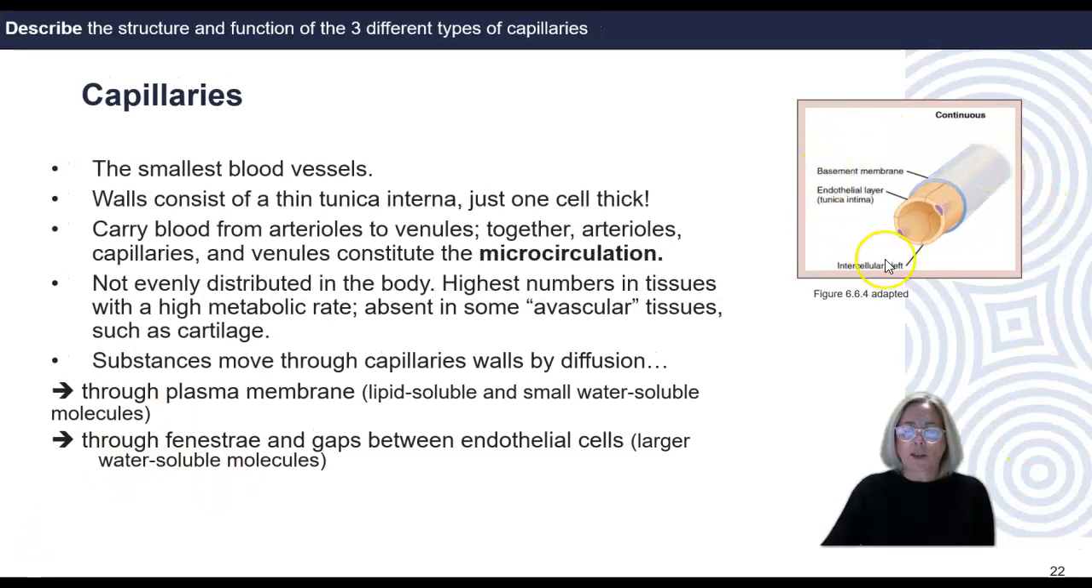So if you have a look at this figure up here, and it doesn't matter what the type of capillary is at this stage, but you can see that the endothelial layer is just 1 cell thick. So that's the tunica intima there. And then we've also got a basement membrane as well.